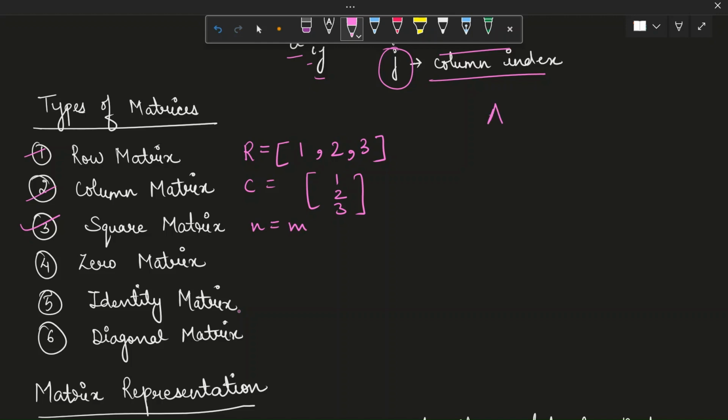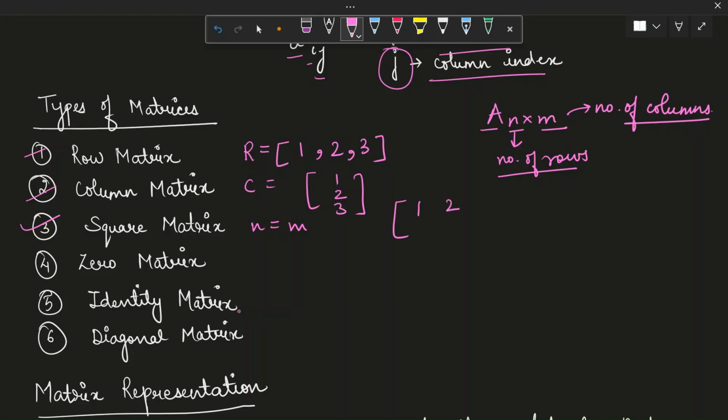Also, a matrix is represented as A n cross m, where A is the matrix, n is the number of rows, and m is the number of columns. So a square matrix is a matrix where n equals m, that is, the number of rows is equal to the number of columns. An example could be like this. There are 2 rows and 2 columns. Then there is a zero matrix. The matrix where all the elements are 0 is a zero matrix.